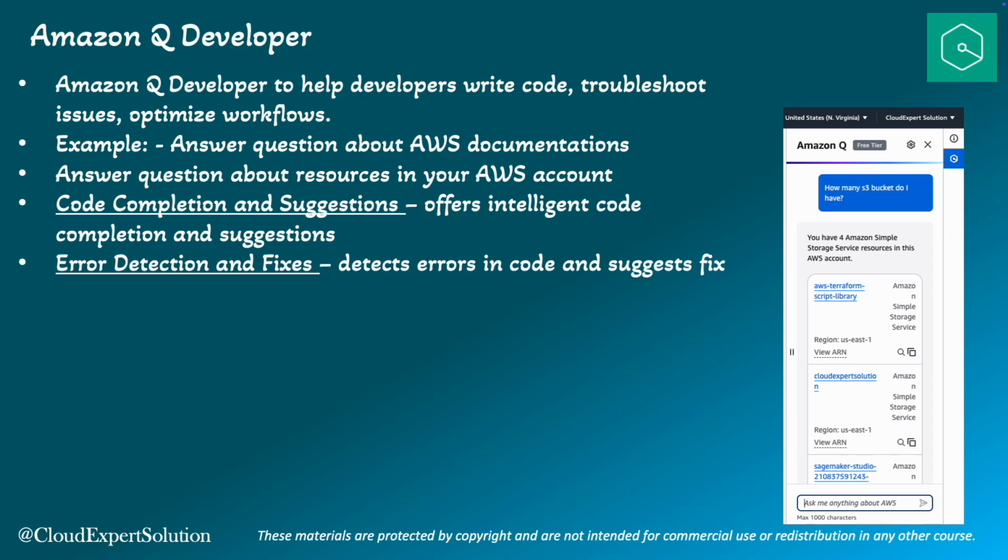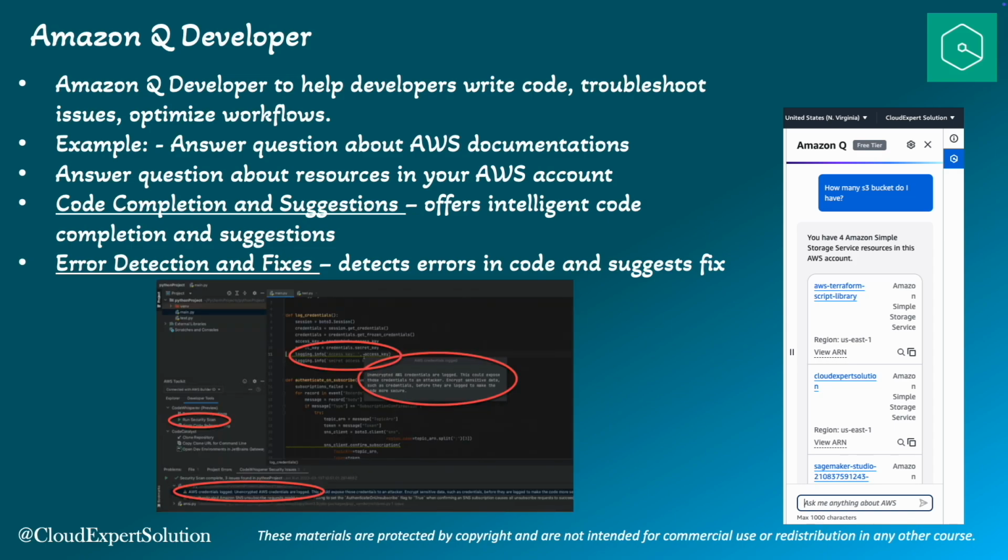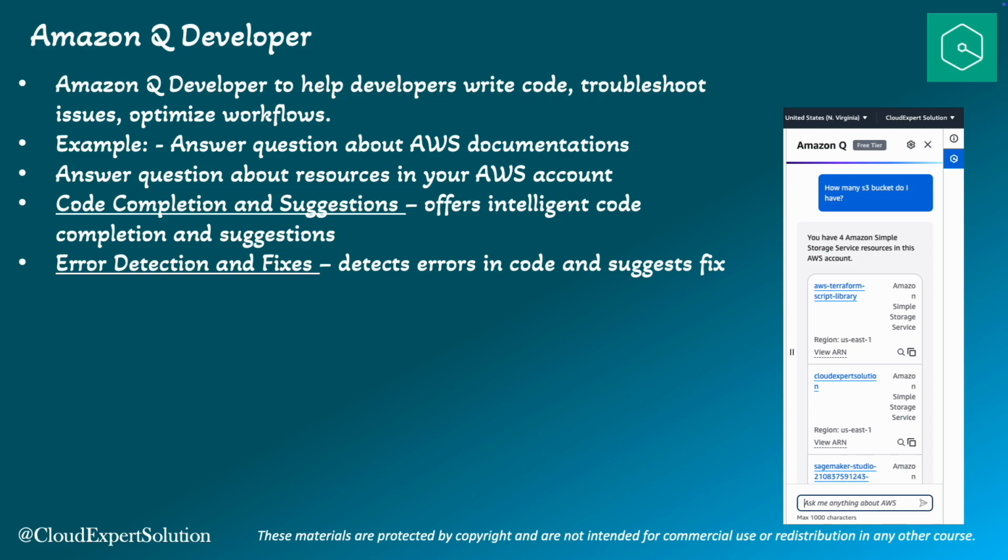You can also use it for error detection and fixes. It can detect errors in your code and it can also suggest fixes. That means it will help you to resolve the issues faster. As an example, if you encounter a syntax error, Amazon Q will highlight it and provide a corrected version of the code. You can also perform code refactoring to improve the readability and performance of your code.